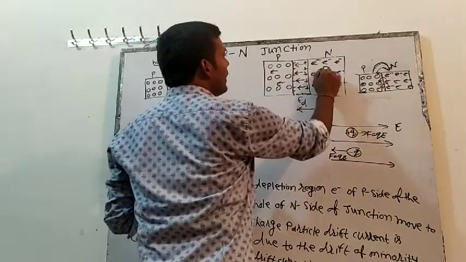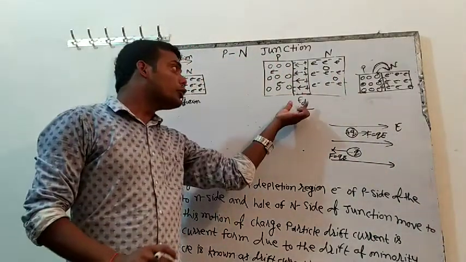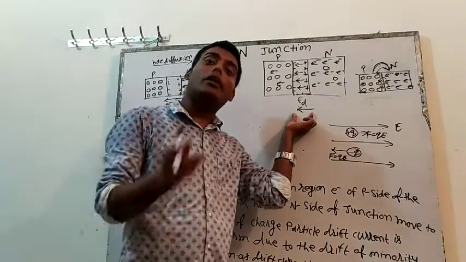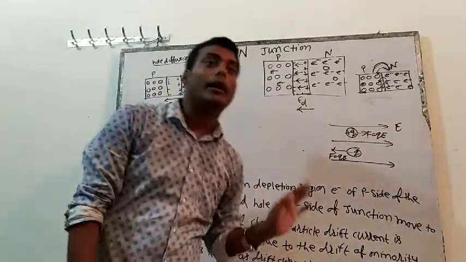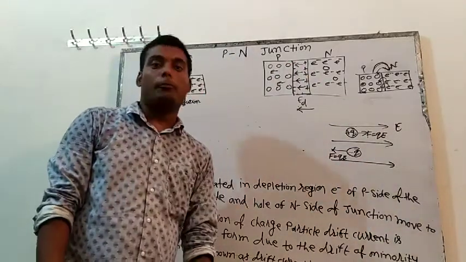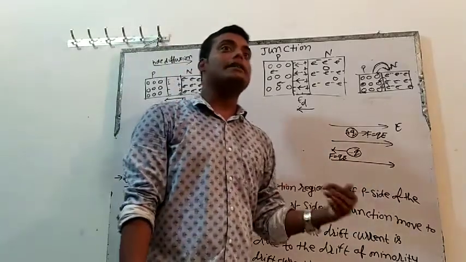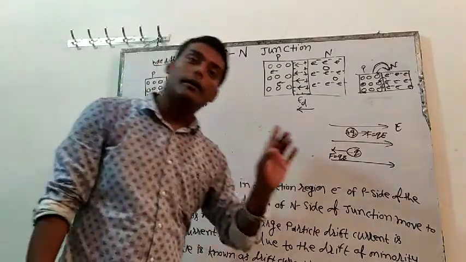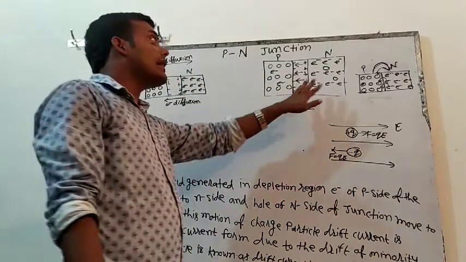So this is the electric field. So this hole can go from N to P. That means here, due to the field of the depletion region, majority charge carriers will not move, but minority charge carriers will move. And who is responsible for this movement? The electric field of the depletion region. Because the electric field is applying a force, and due to that force, it is moving. Right? So minority charge carriers can move.